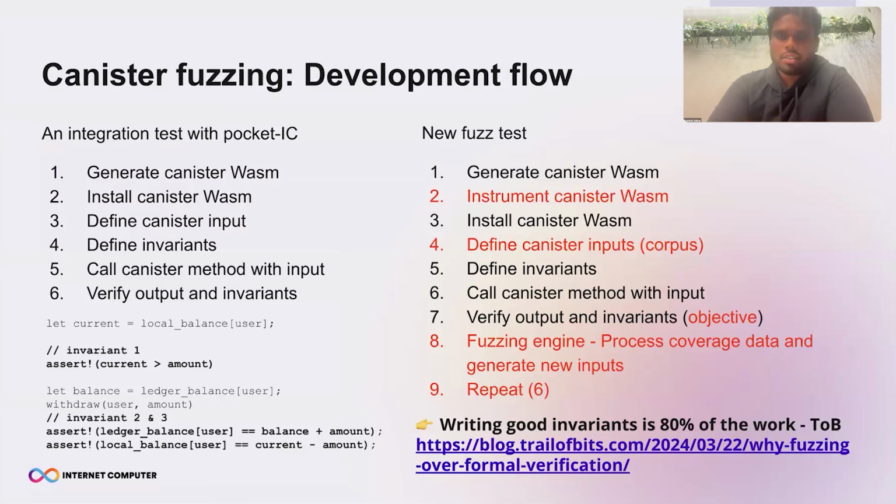Finally, the fuzzing engine takes all this coverage information, and then it mutates the bytes to generate new inputs. Then this goes on in a loop, and you hope something catches with the invariants you defined. And as a side note, writing good invariants is basically 80% of the work, and the rest of the thing is just the cherry on the top.